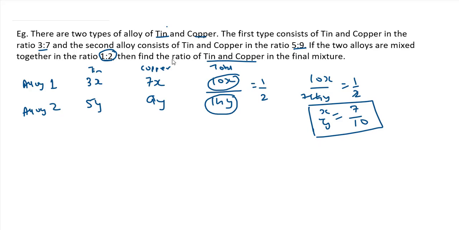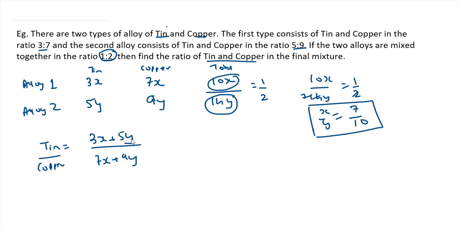Now what we have been asked to find is the final ratio of tin and copper in the mixture. So in the final mixture, the total quantity of tin will be 3x plus 5y. From the first alloy we are getting 3x tin, and from the second alloy we are getting 5y tin. And the final quantity of copper will be 7x plus 9y. If we take the ratio of tin and copper, it will be 3x plus 5y upon 7x plus 9y. This is the ratio that we need to find out. We have the value of x by y, so we can use this and find it out.